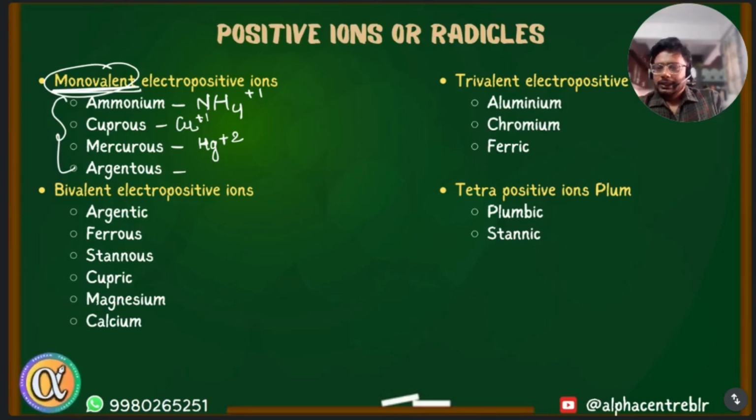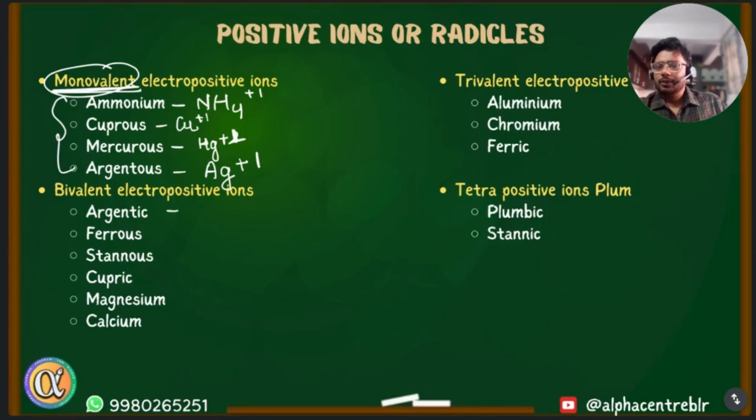What is argentous? Formula and valency. Argentous is just a Latin name for silver. So silver is Ag. It's plus one. All of this is plus one. So ammonium is NH4 plus one. Cuprous is plus one. Mercurous is again plus one, and argentous is again plus one.